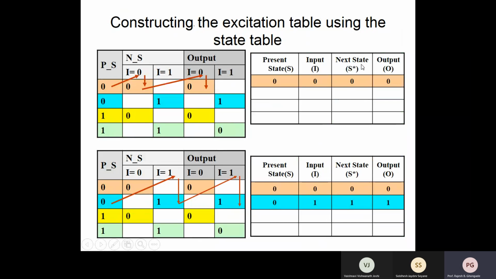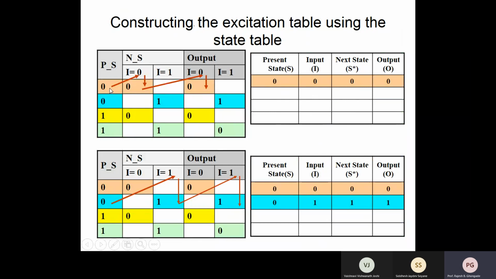What exactly do you mean by excitation table? It is going to have these 4 columns here: present state, input, next state, and output. And of course, we are going to have 4 such rows corresponding to the transitions that we have already spoken about. All right. Look at this S and S star. S star is the next state. Okay. So how do you populate this table?